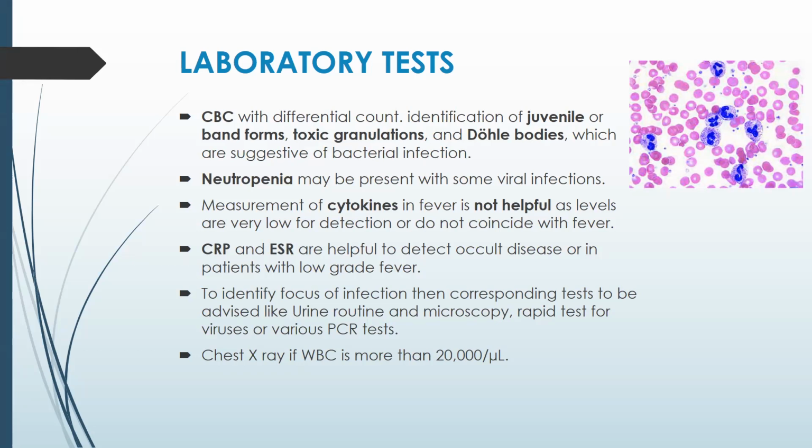Second, after determining these parameters of fever in lab tests, we need to know the focus of infection. That all depends on the symptoms presented by the patient. If there are urinary symptoms, you would advise a urine routine first. If there are more viral symptoms, you need to confirm such cases. You can advise a PCR or RT-PCR test for the corresponding viral infection. When the counts are very high, more than 20,000, along with respiratory symptoms, it is better to advise a chest X-ray to know if there is any pneumonia or pneumonitis in such patients.